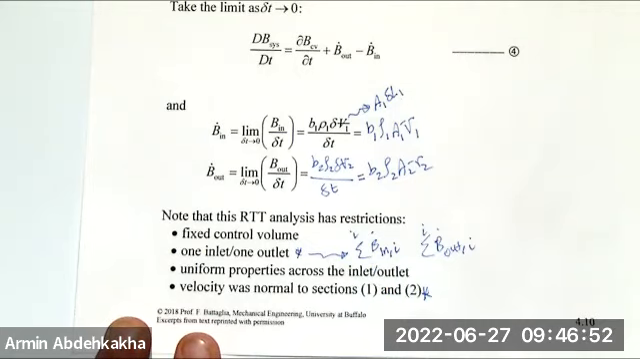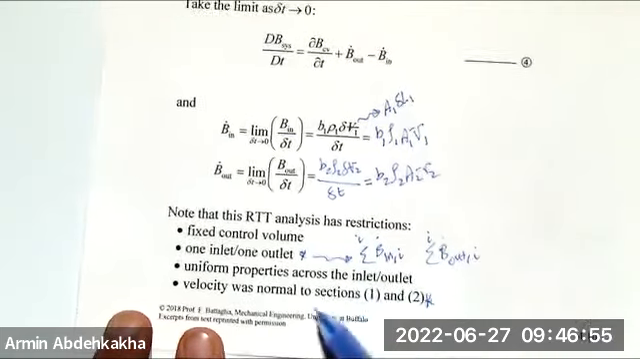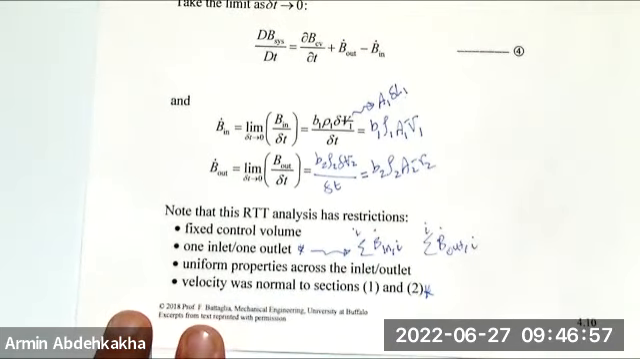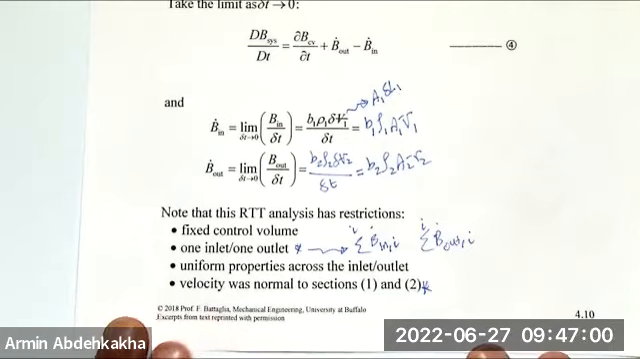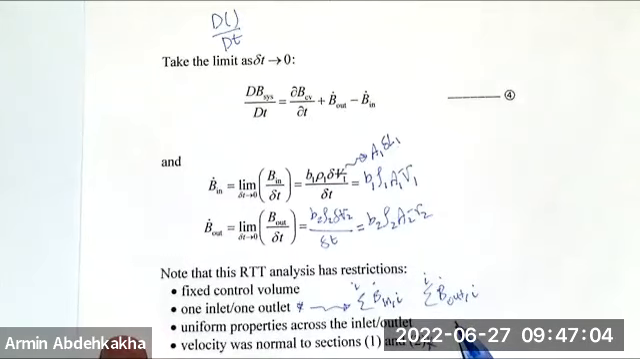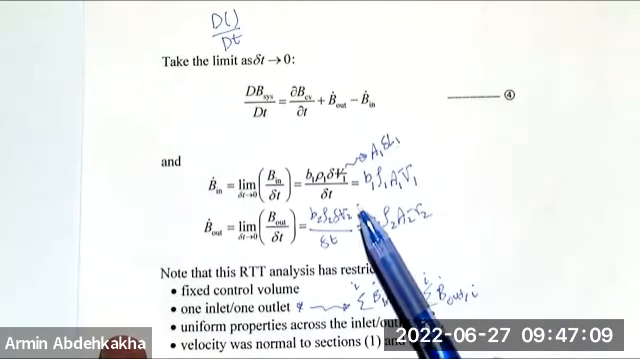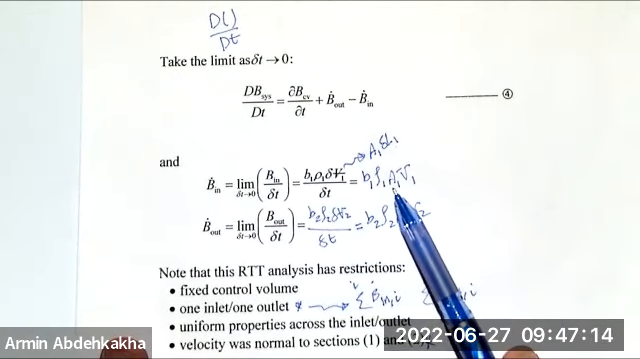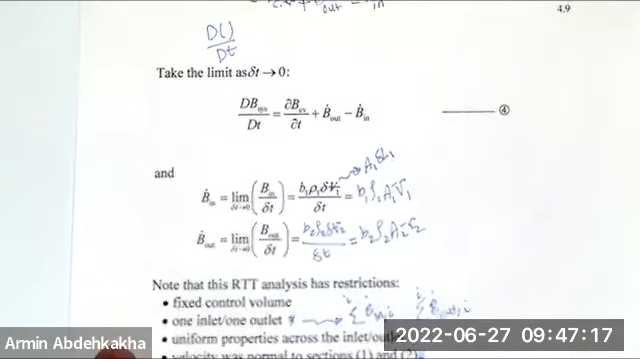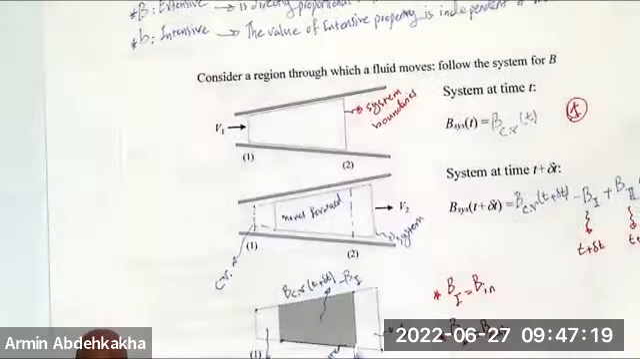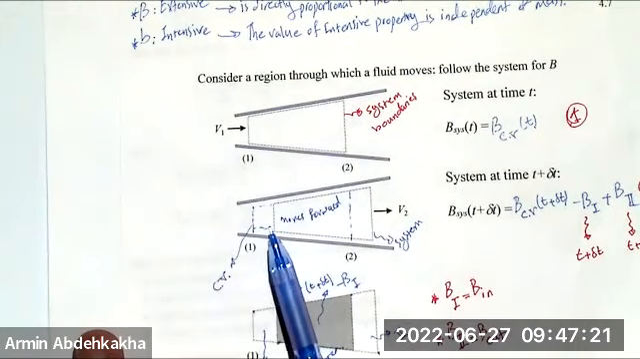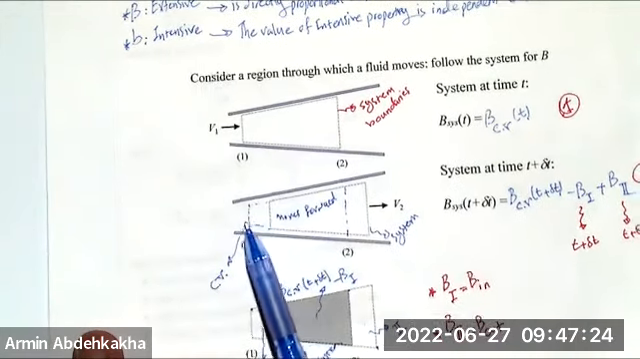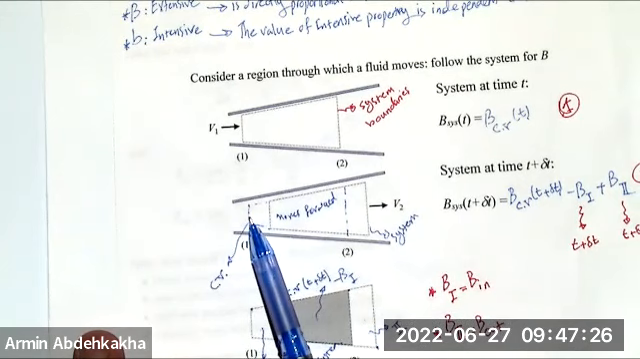But what will happen if the velocity is not normal? We need to take care of that as well. These sigmas are not working if the velocity is not normal, because this is not that simple: the velocity is not normal to the area, right? And if you come back here, we found the B dot in and out based on the volume of that, right? We considered the velocity is normal and it comes in.